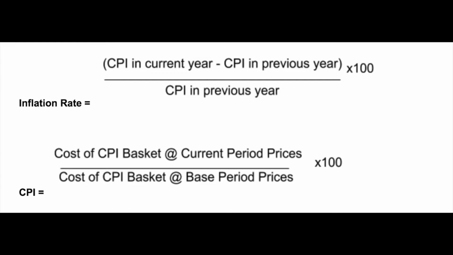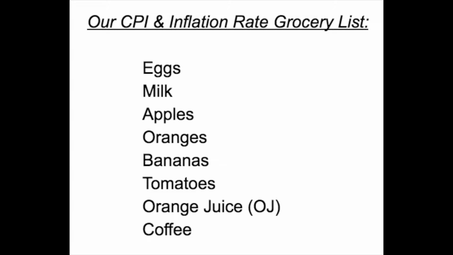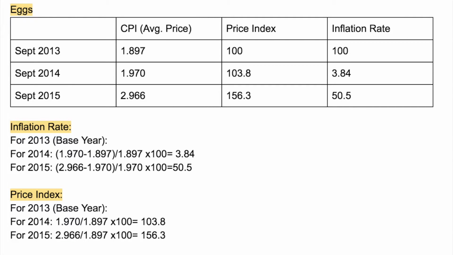And we would find the CPI, the price index, by looking at the cost of the CPI basket at current period prices divided by cost of CPI basket at base period prices times 100. And for this, the base year will be 2013 from September. That will be the reference base period. It should be noted that the reference base period will always equal 100.